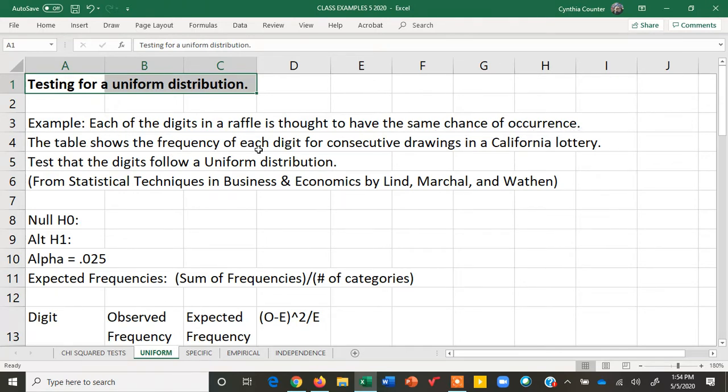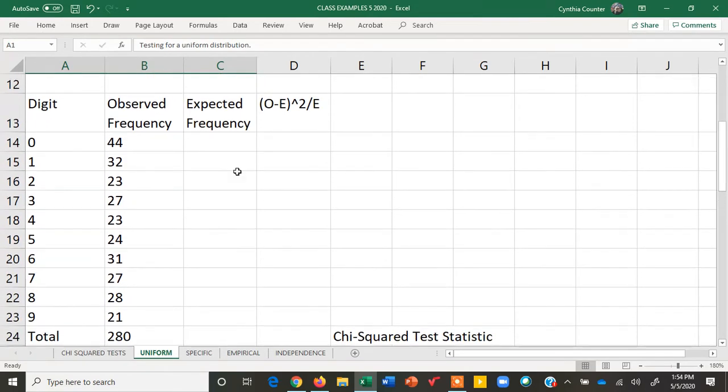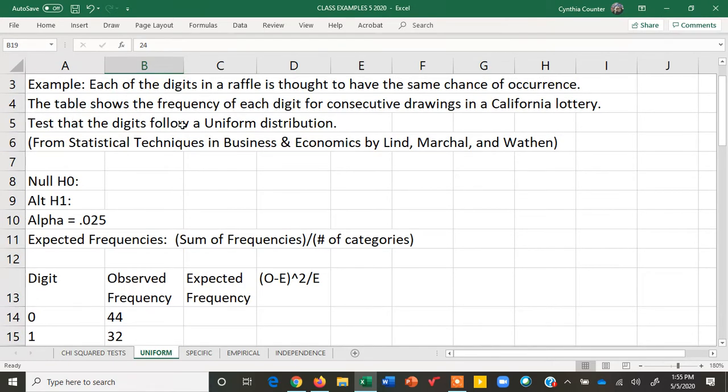The table shows the frequency of each digit for consecutive drawings in a California lottery. So notice here, the digits are 0 through 9. You have 10 digits, 0 through 9. And out of 280 drawings, we have the distribution of the different digits in those 280 drawings. We want to test whether the digits follow a uniform distribution.